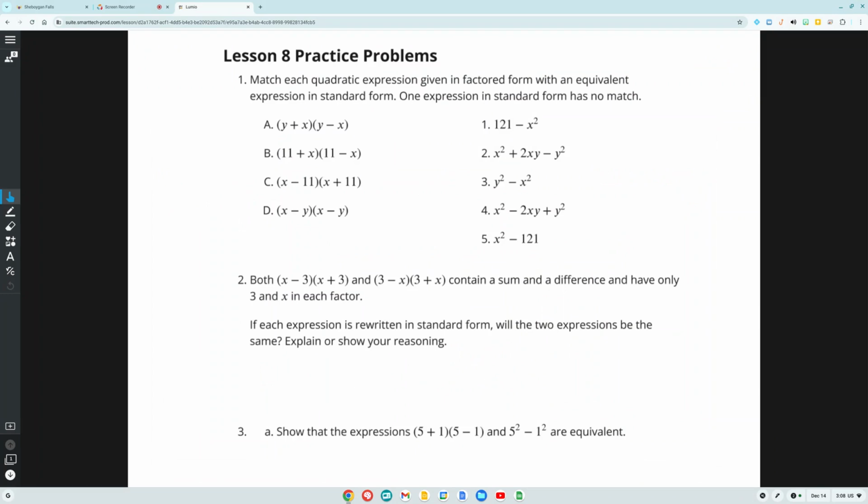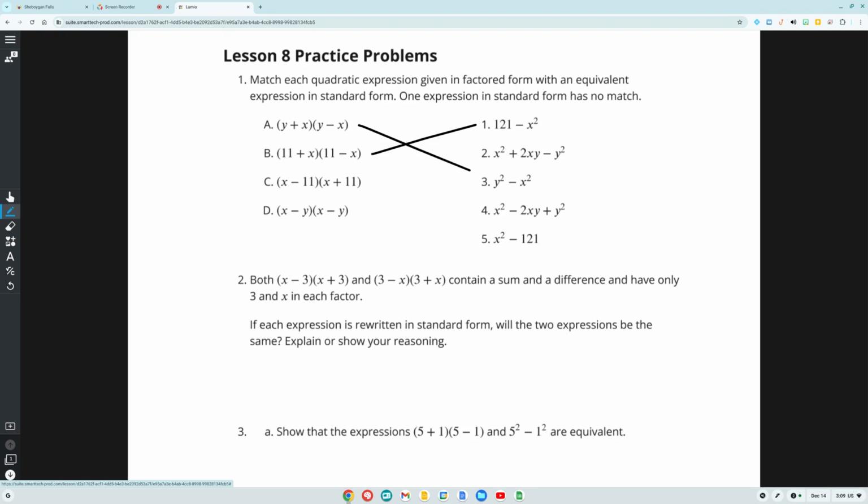And we have y plus x, y minus x. Those are conjugates, which means they would expand and multiply together into a difference of squares: y squared minus x squared. Boom, right there. B, I have 11 plus x, 11 minus x. Again, those are conjugates. They would multiply together. The middle two terms would drop out. 11 squared is 121. X squared is x squared. I know that that is 121 minus x squared.